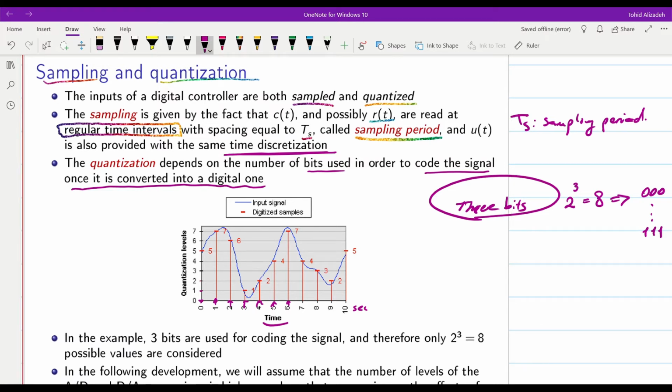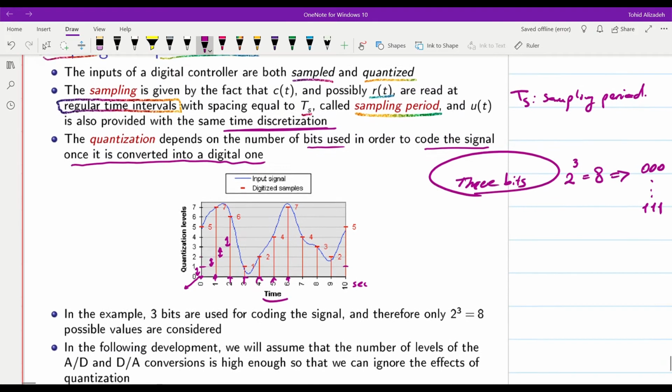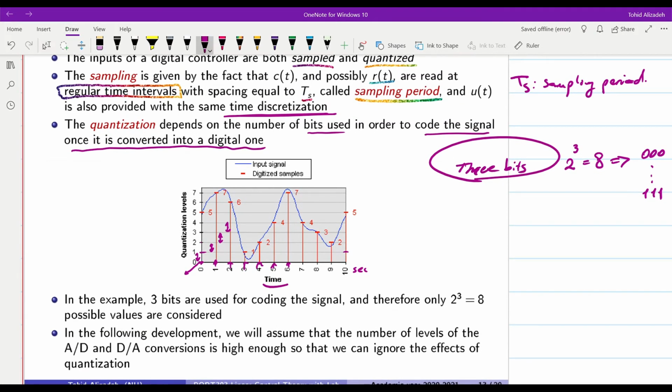It means that if the value of the signal lies between 0 and 1, which corresponds to a given value, it will be considered as a single value. If it's in this area, it will be considered as 1. So here we'll have 0, 1, 2, 3, and so on. Again, in this example, we have 3 bits used for coding the signal, so we will have 2 to the power of 3, or 8 possible values to be considered.